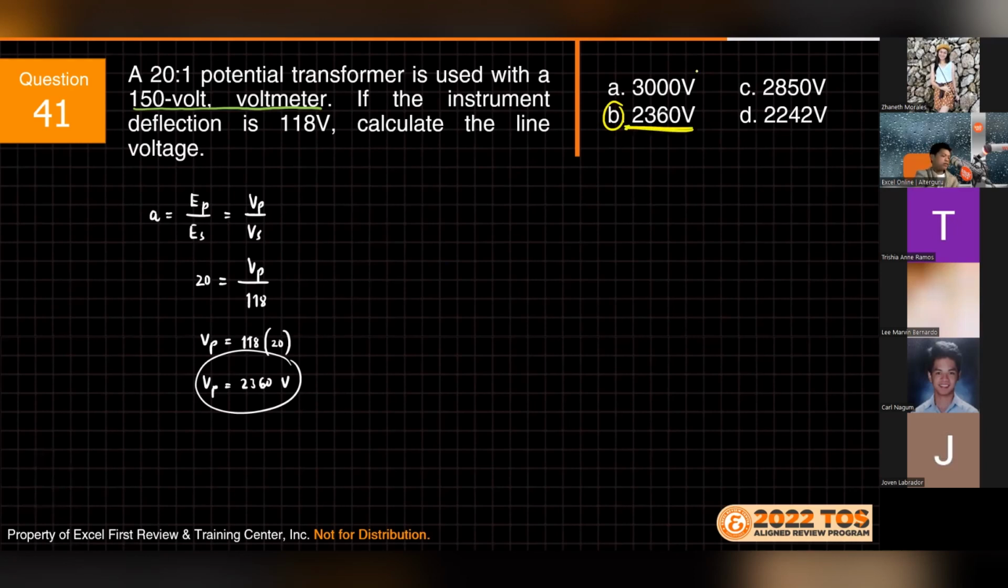Yan. Tulad nyon, basa niya 118. Ang basa niya ay 118. So, we need to use the transformation ratio of that potential transformer para makuha natin yung tamang answer for that.